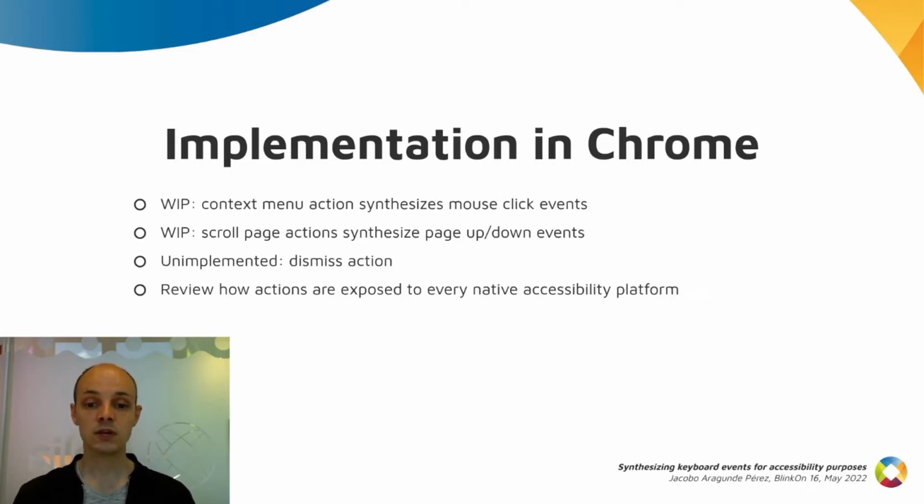We are currently working on the context menu and scroll page actions to make them synthesize the corresponding mouse or keyboard events. There are more kinds of actions that we haven't implemented in Chrome yet, but we might consider adoption of Actions APIs before going for them. Finally, we are reviewing the different platform accessibility implementations we host in Chrome, checking if we are exposing actions where it makes sense. Otherwise, these features won't be available to AT implementations, and it would be a waste.